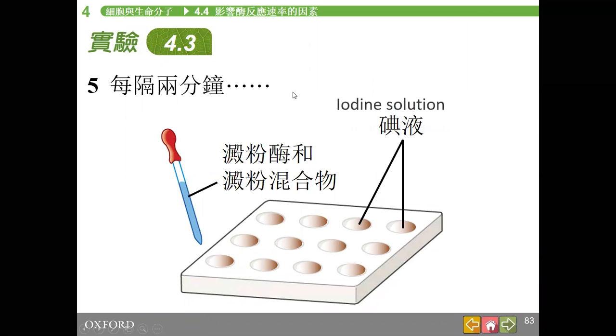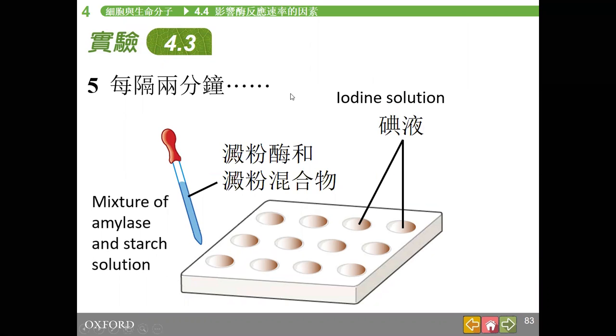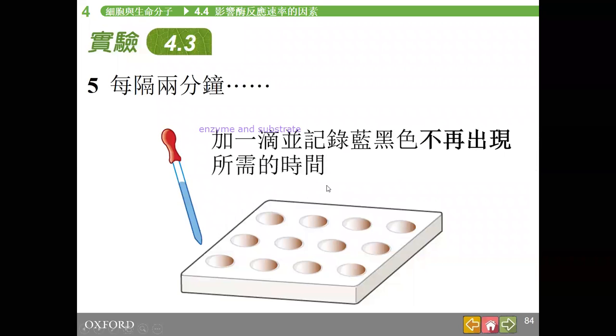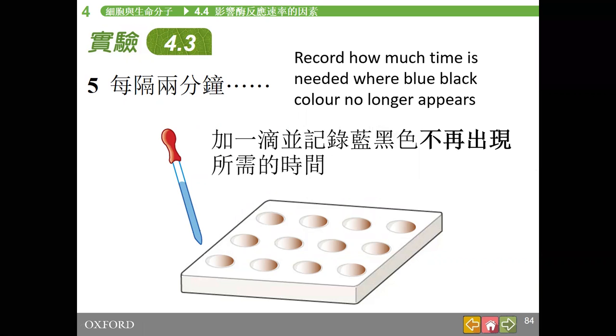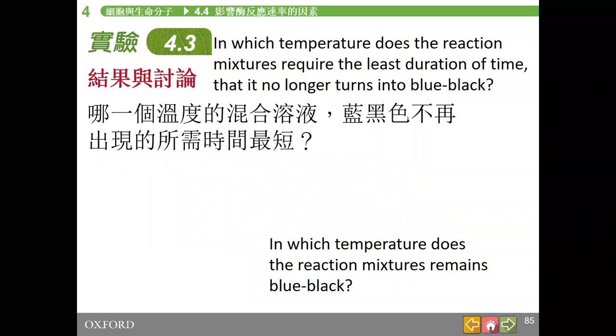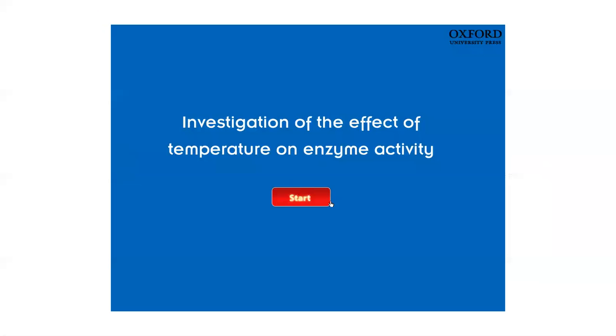So for every 2 minutes, we add the mixture to the iodine solution, mixture of amylase and starch solution, that is enzyme and substrate, and add 1 drop to it to record how much time is needed when blue-black color no longer appears. So let's go to the experiment.